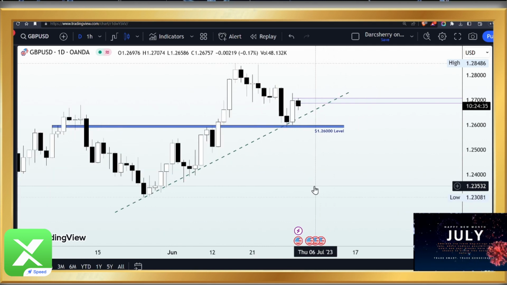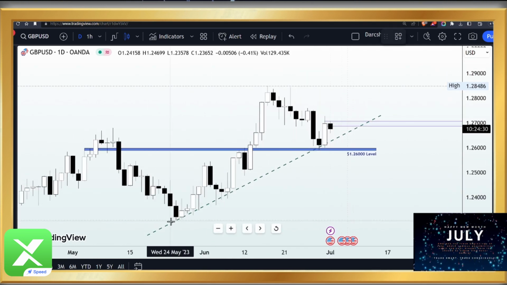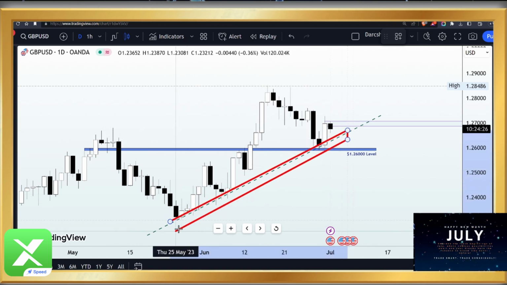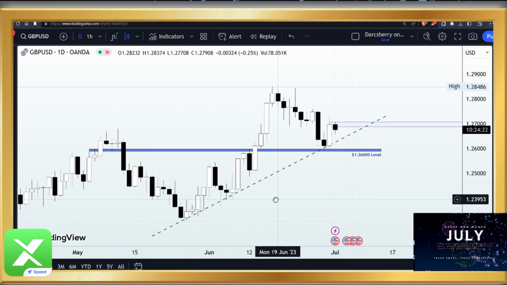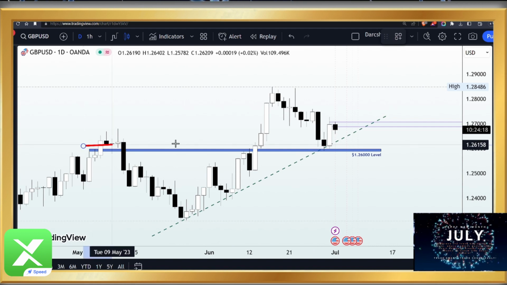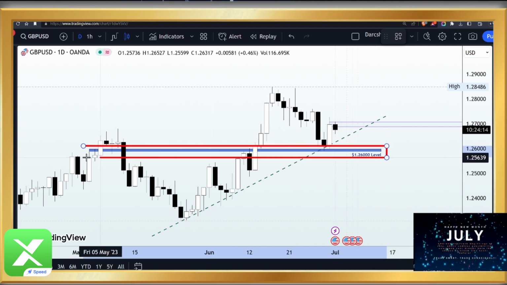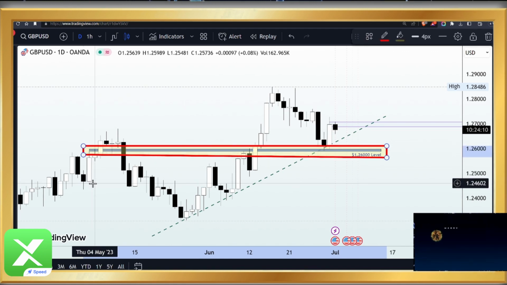And what I was able to spot here is, first of all, the ascending trend line after connecting the series of higher lows here, giving us a beautiful trend line to work with for this week. Then in addition to that trend line is that 1.2600 level, which is a very strong psychological area that has been a major determinant of price action since the beginning of the month of May.